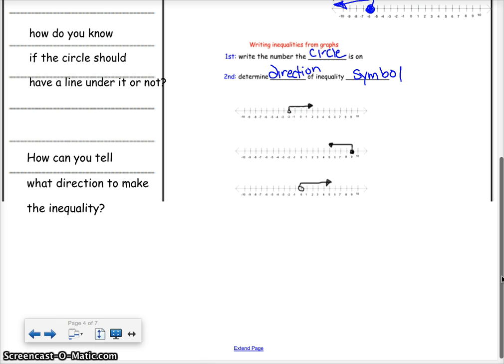Meaning, is it greater than or is it less than? Did I go left? Did I go right? So the top one, it looks like my circle is at -2. You should always have the variable on the left, so it would be x and -2. Now I've got to figure out which symbol goes in. Is that greater than -2 or less than -2? Greater. Did I color it in? Nope, so I don't put a line on it. So I just write that it's greater than -2.